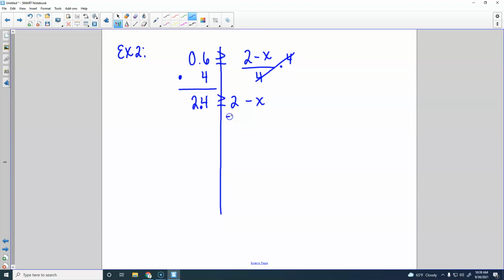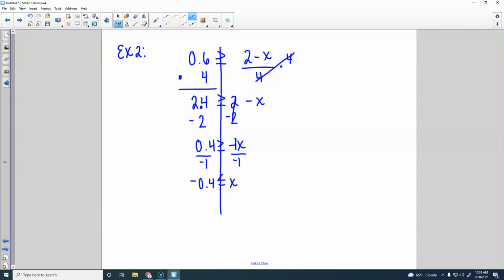Okay, now we will subtract the 2. We'll get 0.4 is greater than or equal to negative x. I could flip it around, but I do need to get rid of that negative x right there first. It's like having a negative 1, so I divide by negative 1, which is going to give me negative 0.4. What do I have to do to the sign? Got to flip it because I divided by a negative there.